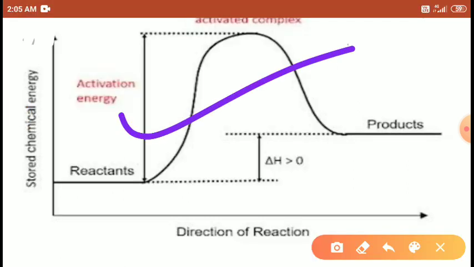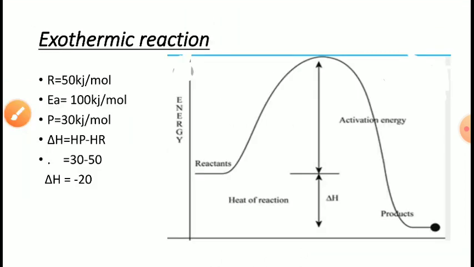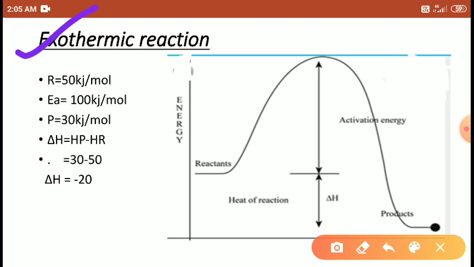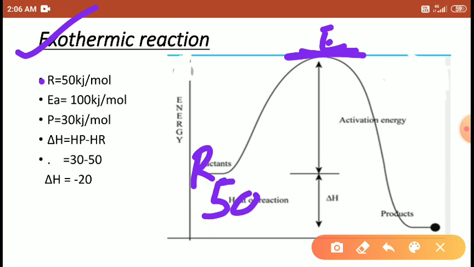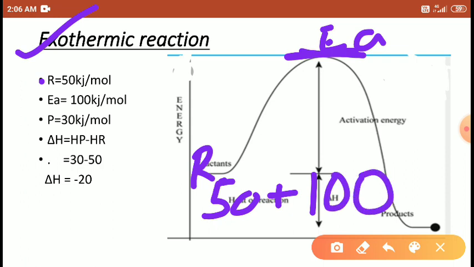This graph we have to discuss with two types of reaction. The first one is the exothermic reaction. So look here. The reactant I am using has the energy 50 kilojoule per mole. If it wants to reach the activated state, this is called the EA. We have to supply 100 kilojoule extra energy to reach the activated complex state.